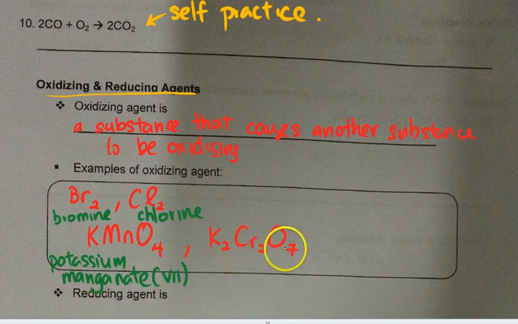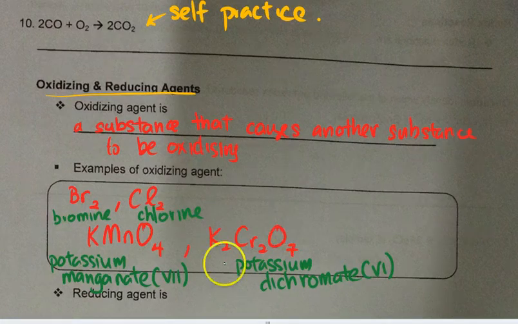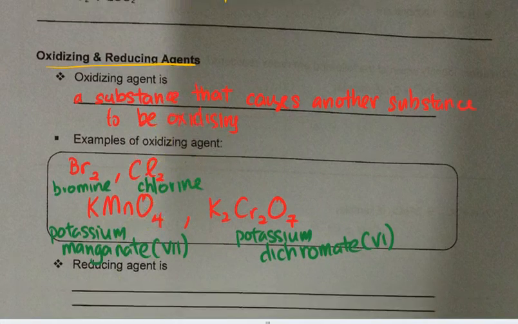Another one is K2Cr2O7. This is known as potassium dichromate 6. Okay, this actually has been taken out of your QA syllabus because apparently it is quite toxic. Okay, it causes cancer and stuff like this. But this is still something interesting to know, because it's an orange color substance. So this is your oxidizing agent.